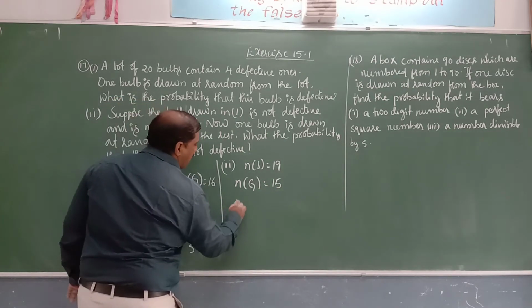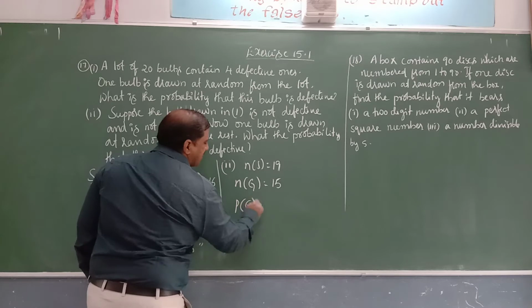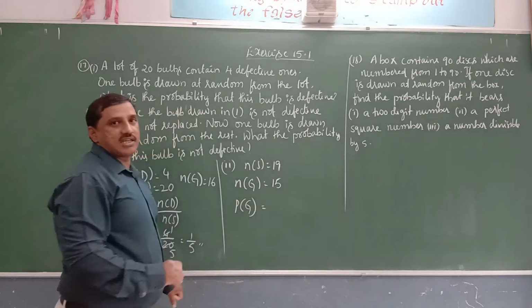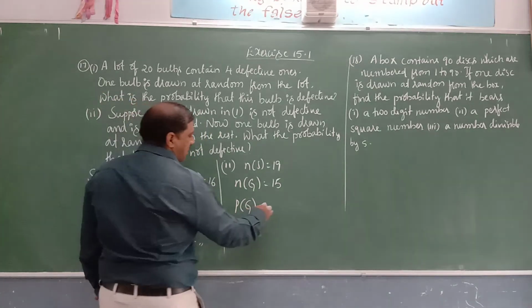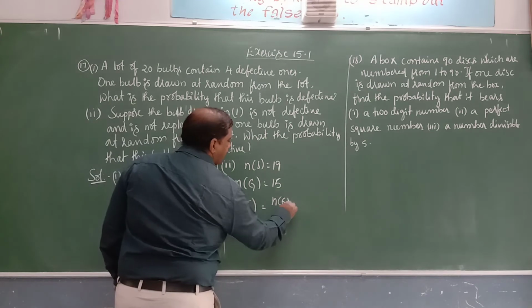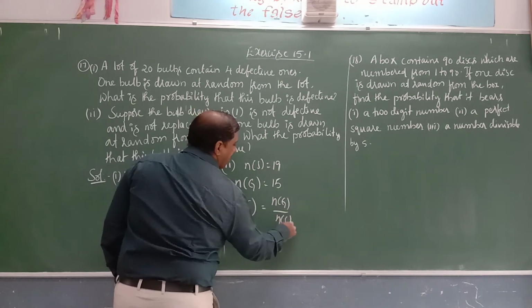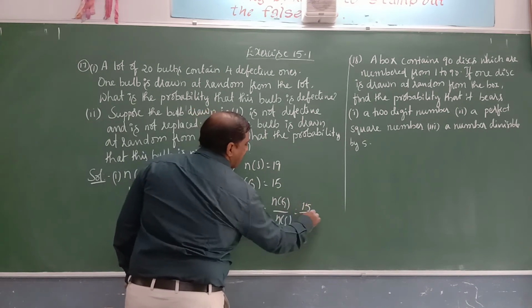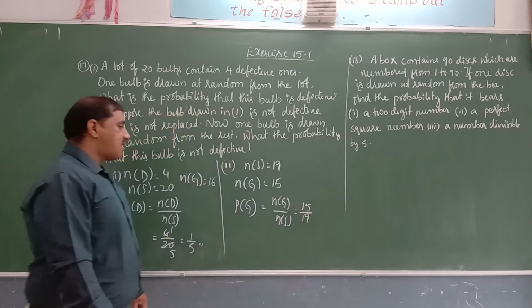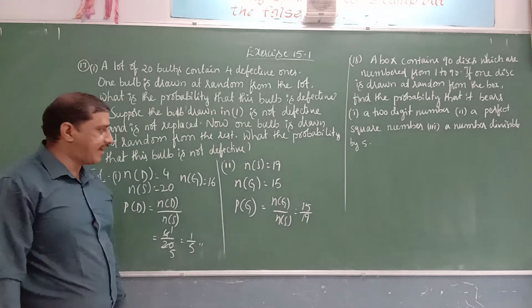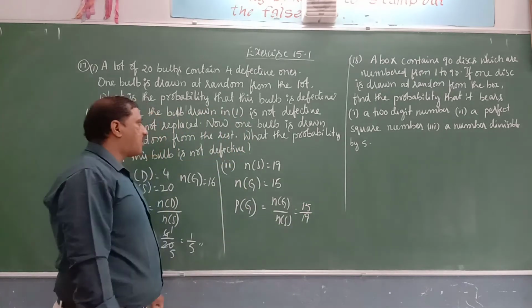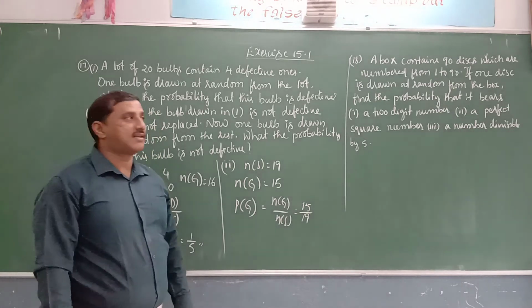Therefore, the probability of the bulb which is not defective, the good one, is how much? n(G) divided by n(S), that is 15 divided by 19. Like this we will find the probability of the required event.